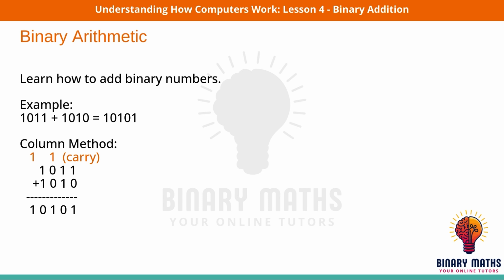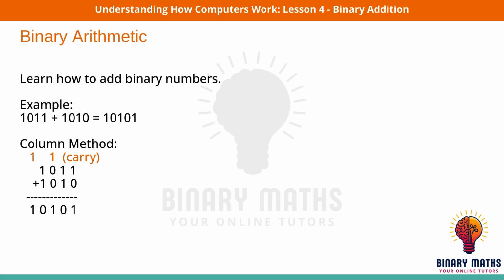Now let's learn how to add binary numbers. We'll use the same right to left method. Let's add 1011 and 1010. First, add the rightmost bits. 1 plus 0 equals 1.